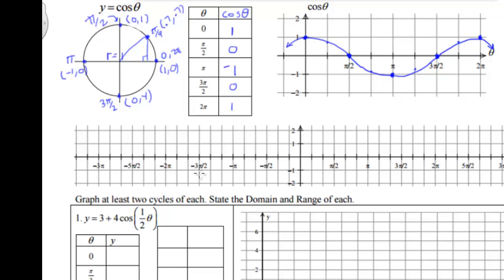Okay, then this part is just for you to extend the cosine graph. So I'm going to fill that in, and you try it and see how you do. Alright, so there's a reasonable looking cosine curve. I plotted the points first and then tried to draw a nice smooth curve through it. Hopefully you can do that too.